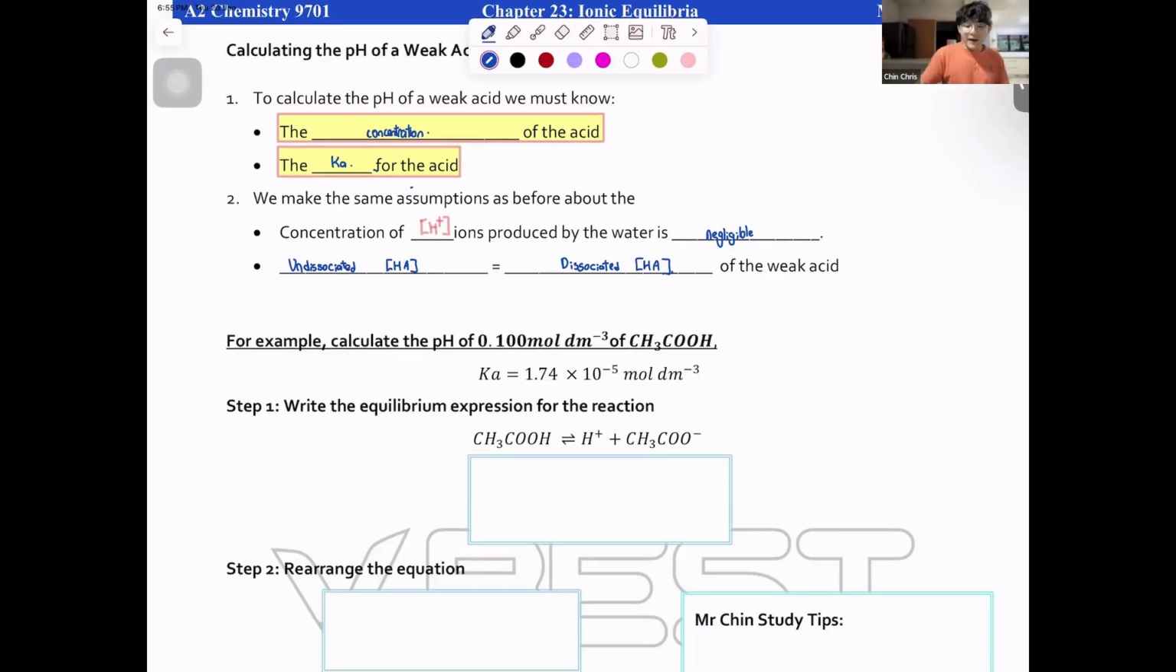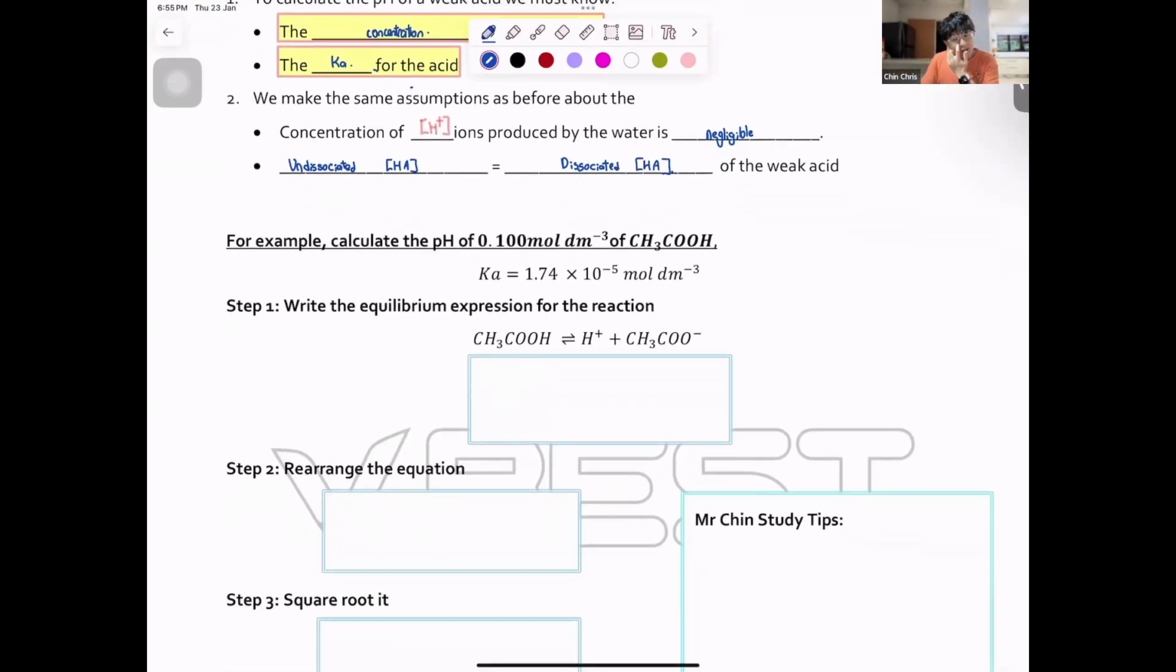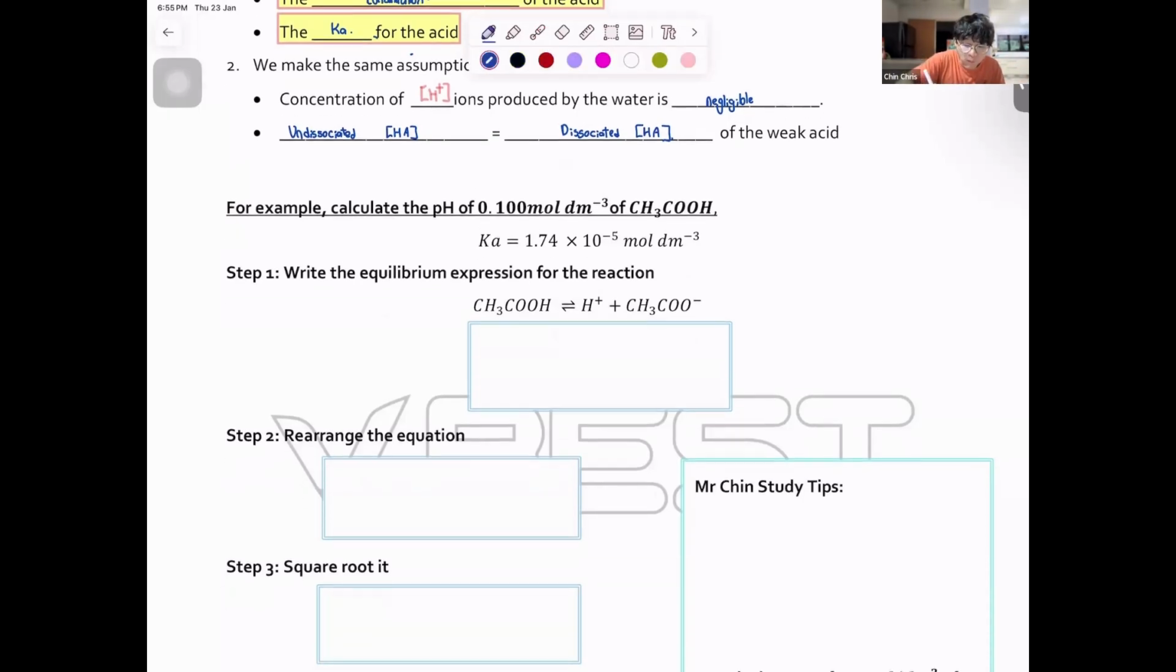Yes, what's up? All right, guys, I'm back. So again, first calculate the pH of 0.1 mole per dm cube of ethanoic acid, and I have the Ka equation. So first step, can you write down the Ka equation? Go, go, go, write down the Ka first. Follow the step. Correct. Yeah, very bright.